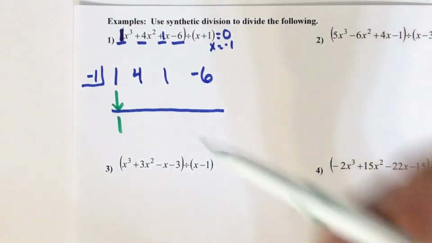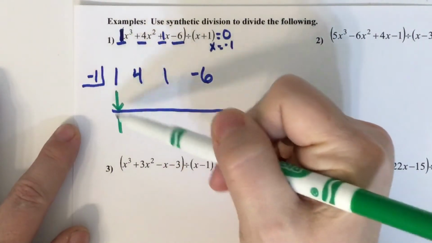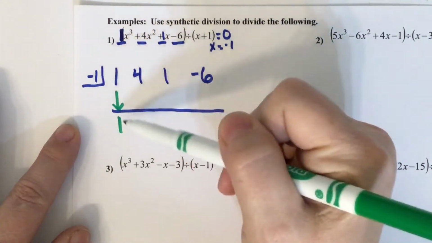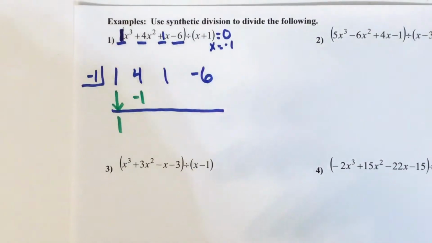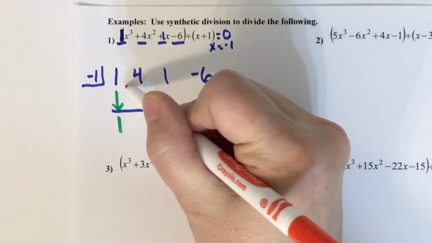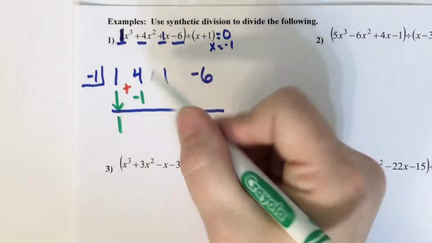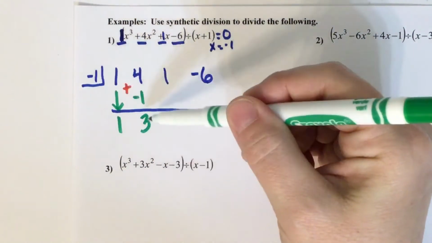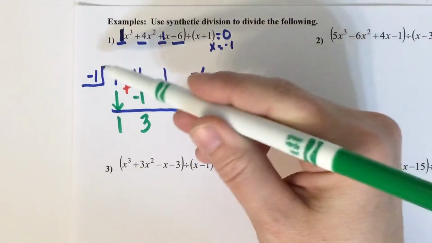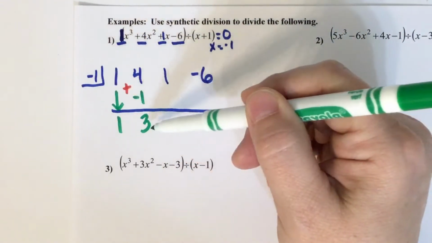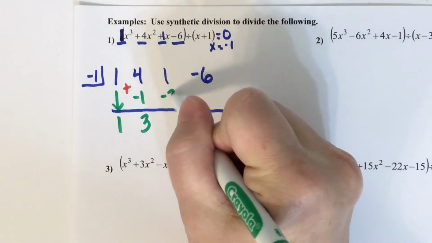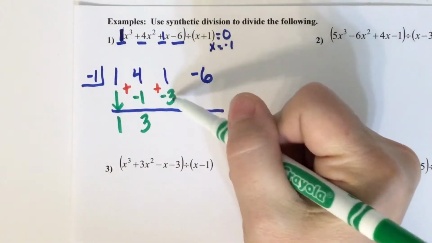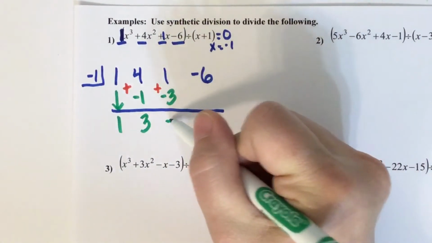until we're done. So I'm going to multiply whatever's under the line with what's in the box. So 1 times -1 is -1. And then whatever's above the line, I add. So 4 plus -1 is 3. Then I go back to multiplying what's under the line with what's in the box. So 3 times -1 makes -3. And then I add the numbers above the line. So 1 plus -3 is -2.